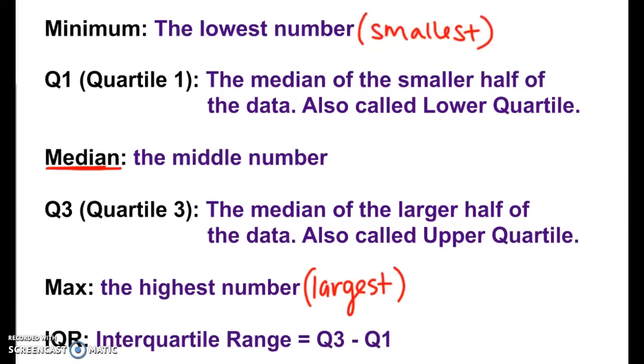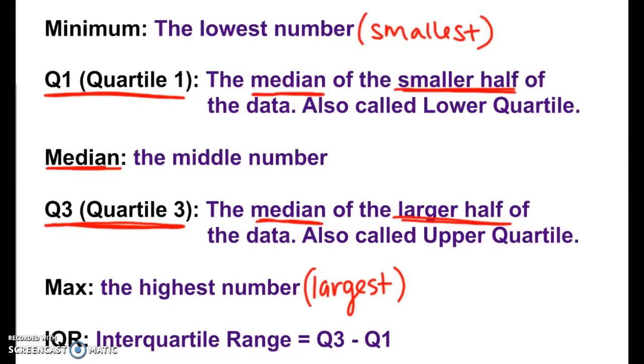Now, we have a few new words that you probably haven't heard before: quartile 1 and quartile 3. We know that the median is the middle number, and that splits the data into 2 parts: a smaller half, the smaller numbers, and a bigger half, the bigger numbers. Quartile 1 is the median of that smaller half. We know how to find the median, but this time we do it again with just the smaller half of the data. Quartile 3 is very similar, but we find the median of the larger half of the data.